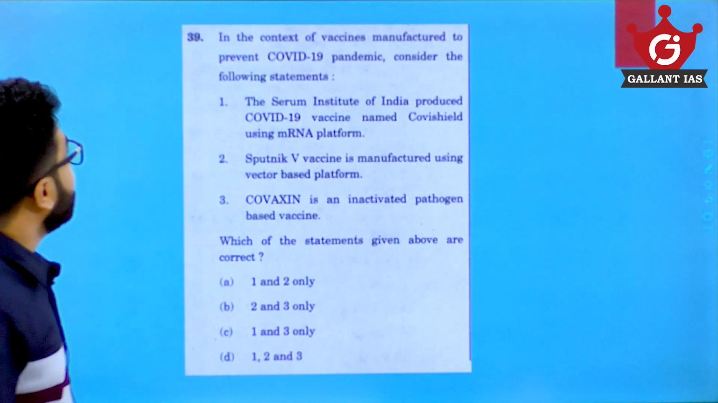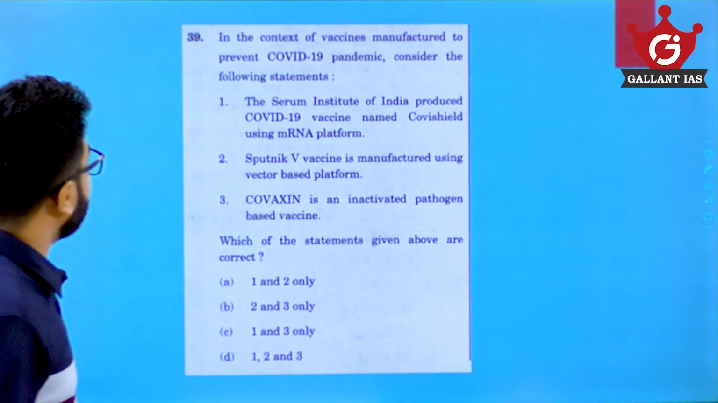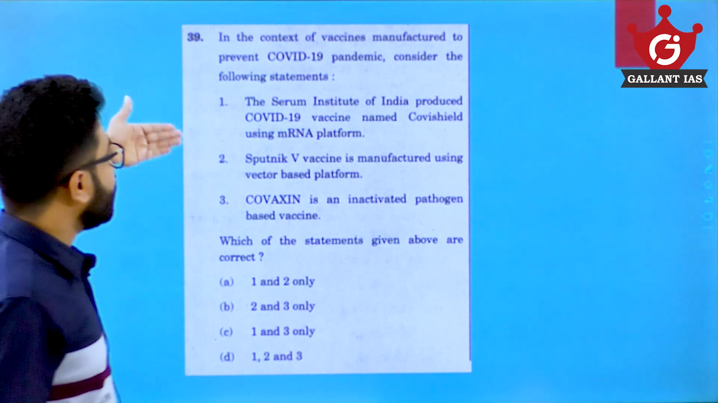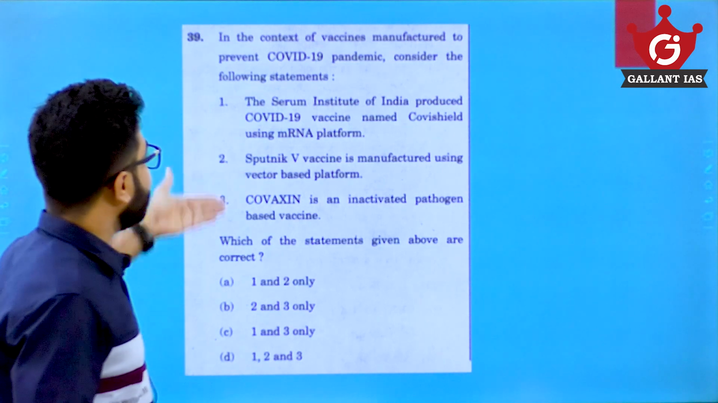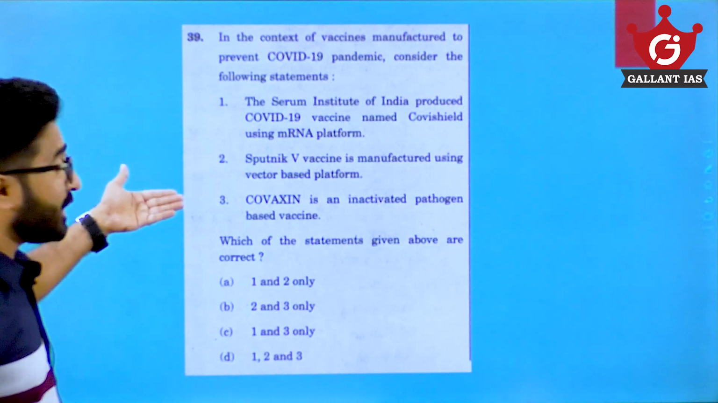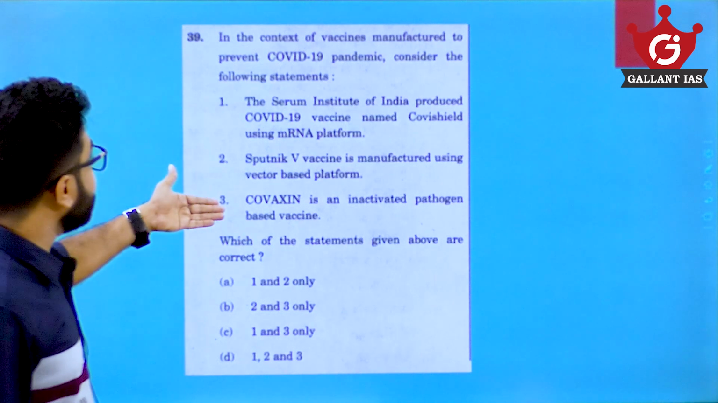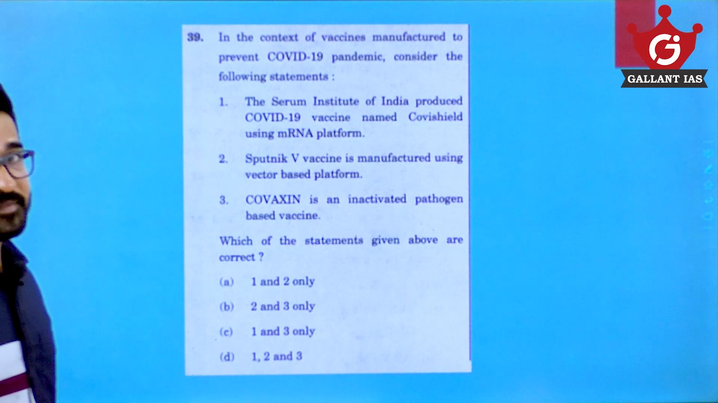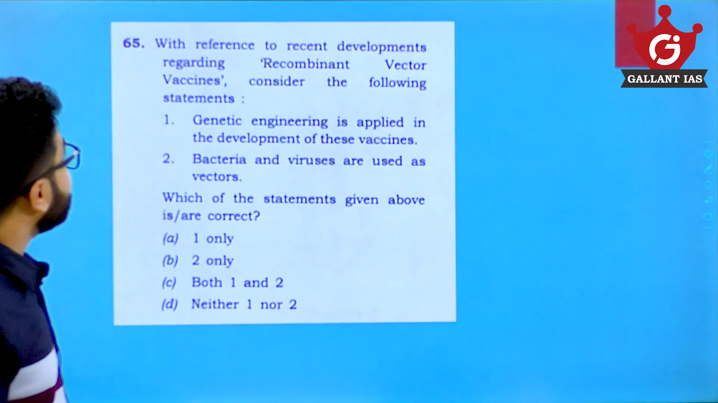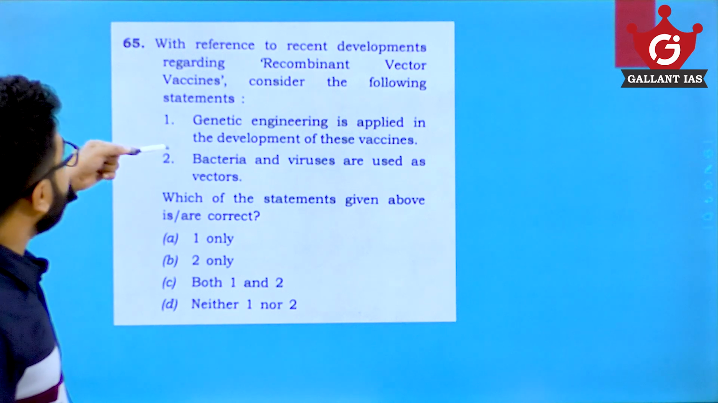Now the next question. In the context of vaccines manufactured to prevent the COVID-19 pandemic, consider the following statements. Serum Institute of India produced the Covishield vaccine using the mRNA platform. Sputnik V vaccine is manufactured using a vector-based platform. Covaxin is an inactivated pathogen-based vaccine. Keep this in mind. Next, with reference to recent developments regarding recombinant vector vaccines.